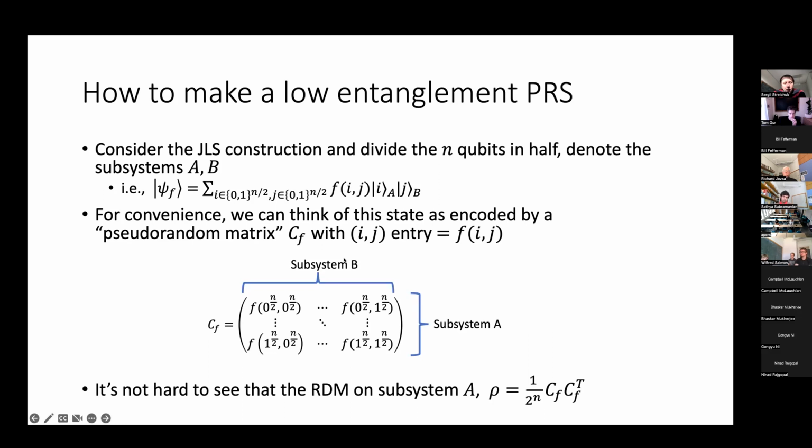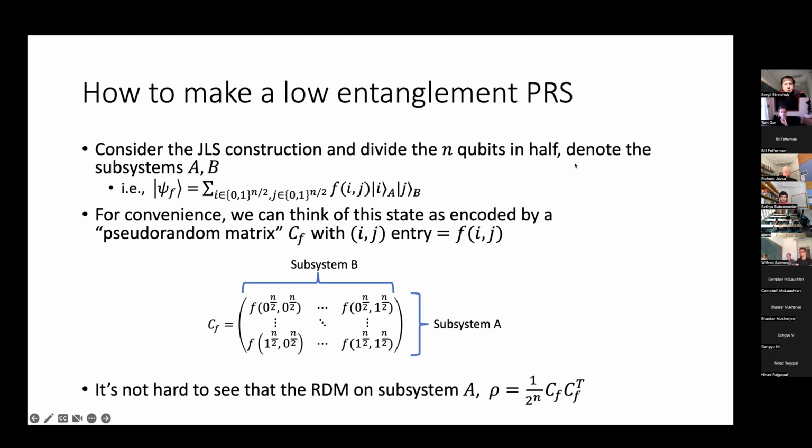The reason it's convenient is that it's not hard to see that the reduced density matrix of the state on subsystem A, if we trace out the n over 2 qubits, which I'll call rho, can be written directly in terms of this matrix CF. It turns out it's CF times CF transpose. So by studying properties of this matrix CF, we can understand properties of this reduced density matrix. It's convenient for us to think about this state as this pseudo-random matrix. Okay, any questions about that before I move on?